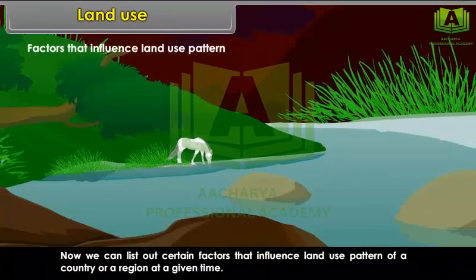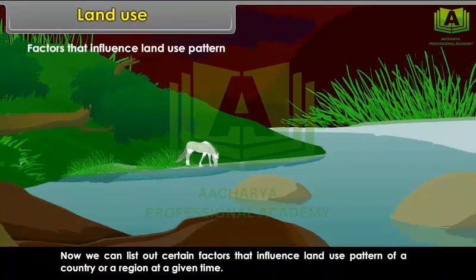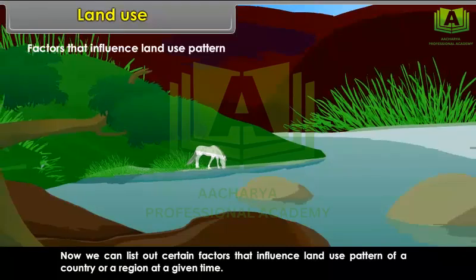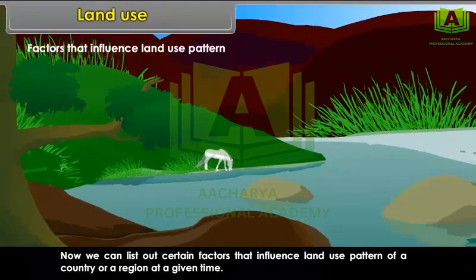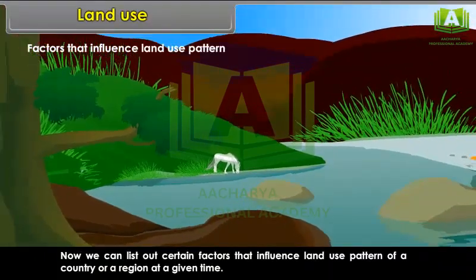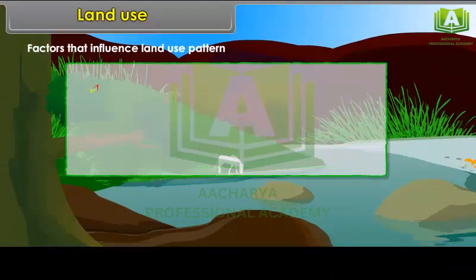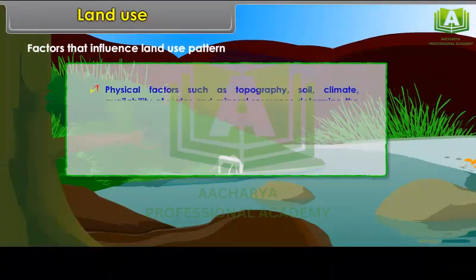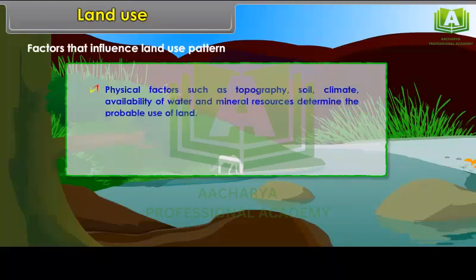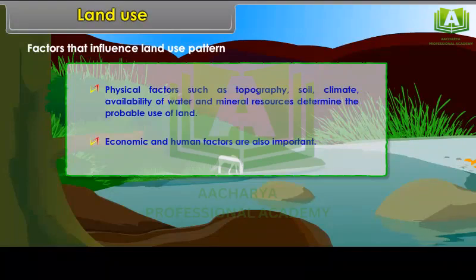Now, we can list out certain factors that influence land use pattern of a country or a region at a given time. Physical factors such as topography, soil, climate, availability of water and mineral resources determine the probable use of land. Economic and human factors are also important.